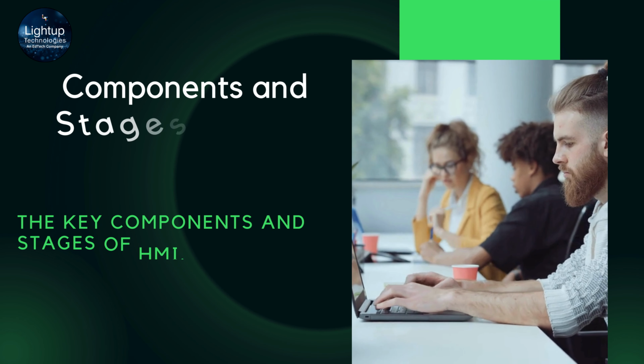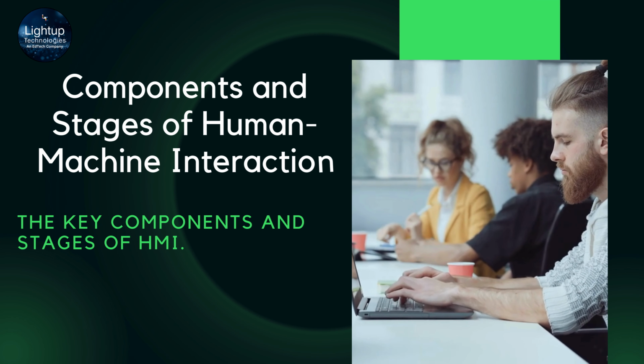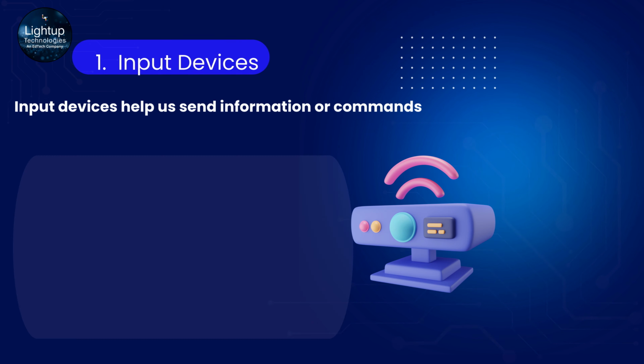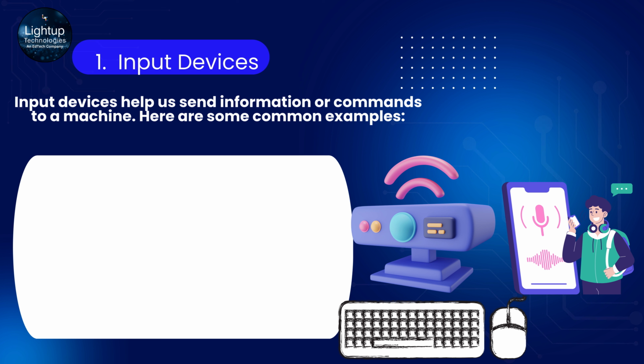Components and stages of human-machine interaction. The key components and stages of HMI. First, input devices. Input devices help us send information or commands to a machine. Here are some common examples.